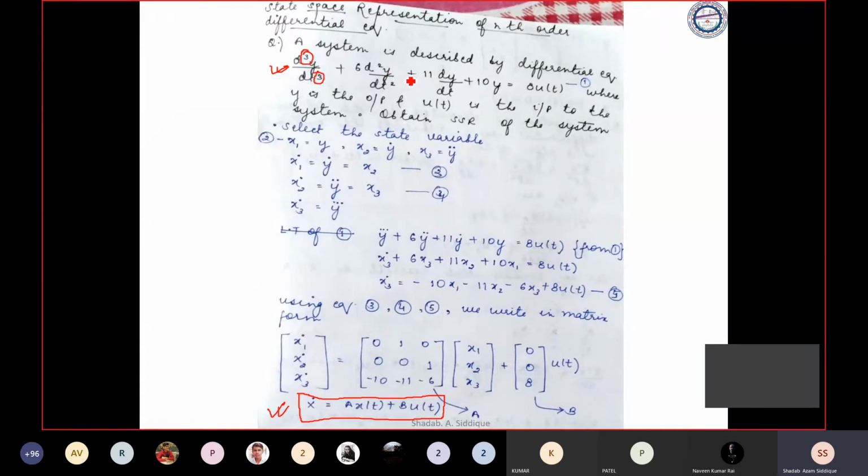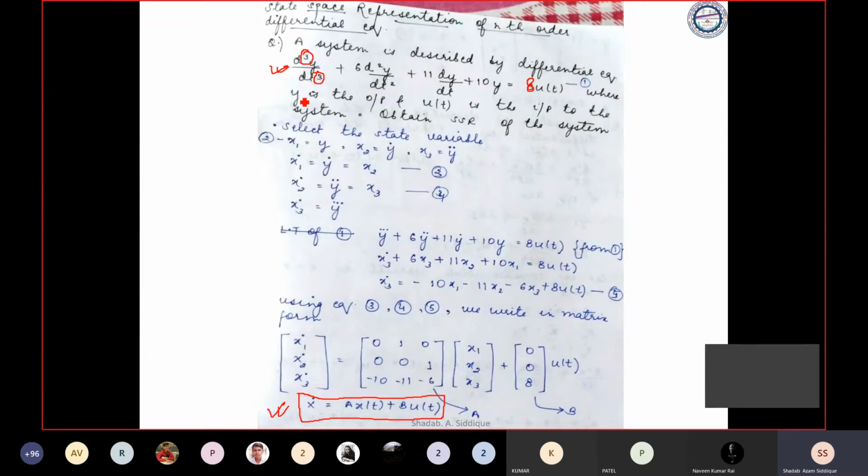That can be rearranged if it is not in proper order, that is, in decreasing order of power. If not, you can rearrange the equation. Here it is already in decreasing order of power, so there is no need to rearrange. This is given as 8u(t). That is the equation which is given here.